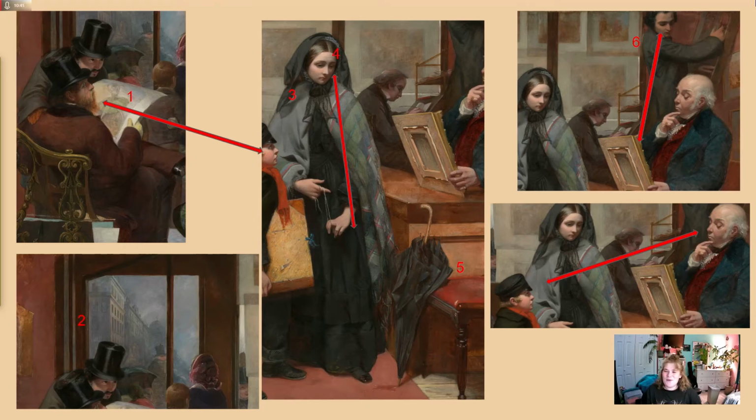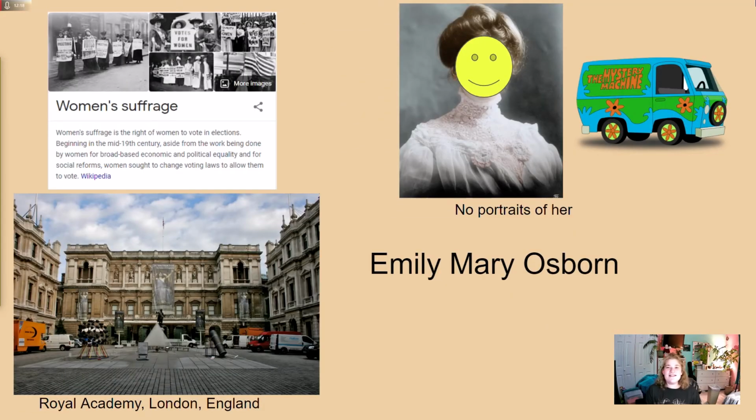And the picture below that, where I have the boy staring at the man appraising, presumably his sister's work, there's a clear connection in the psychological line between the boy and the man appraising his sister's work. Alright, so let's talk a little bit more about the artist here, Emily Mary Osborne.